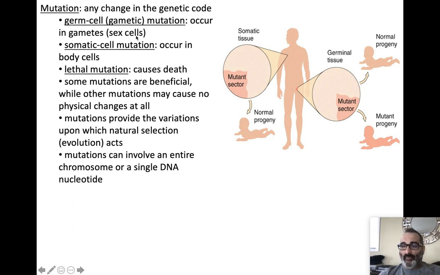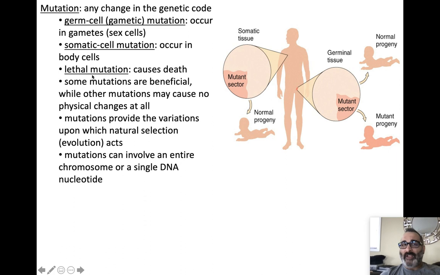You may notice when you go get x-rays, they cover your sex cell area on your body with a very heavy sheet to block out any potential radiation so that you don't have a germ cell mutation and don't have an offspring that has a mutation, which could be potentially maybe lethal.